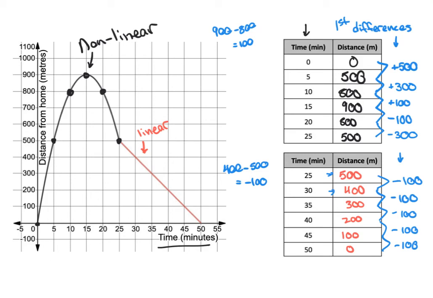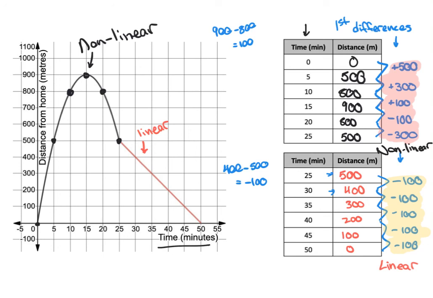So as we can see, there is something different going on here. Our first differences in this one, these were all the same. So we have first differences that are constant. That actually tells us that our graph is linear. As well, we can look at the first differences from the other part, the nonlinear part, and we can see that they're all different. We got 500, 300, 100, negative 100, and negative 300. That tells us that this part of the graph was nonlinear.